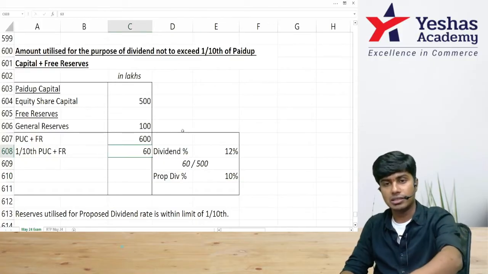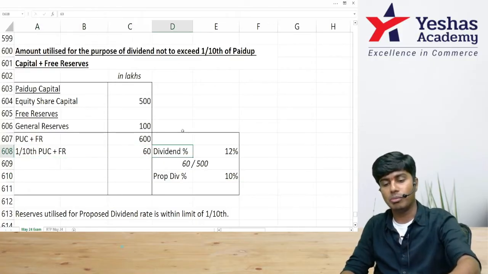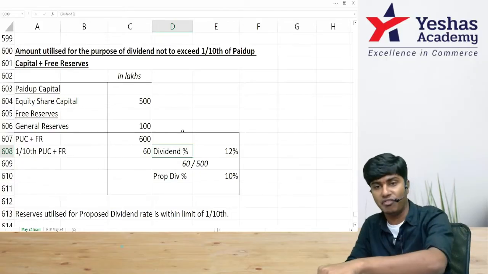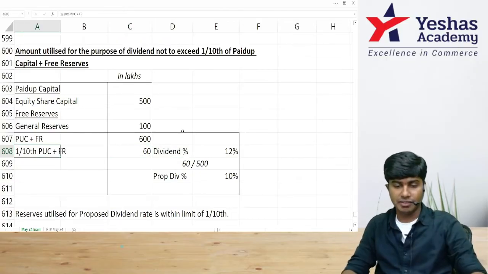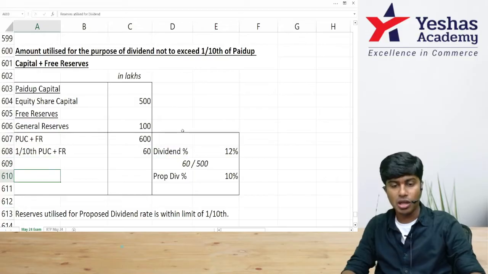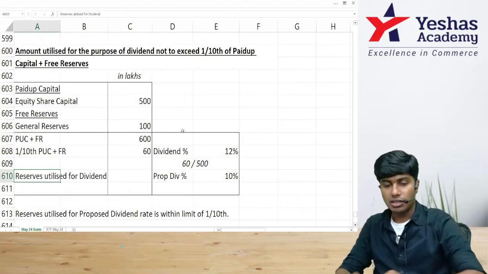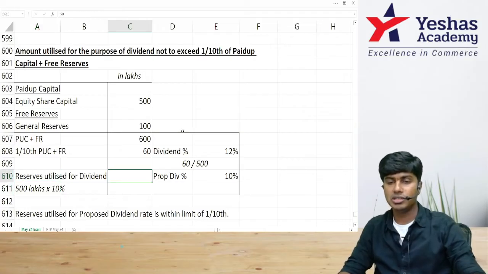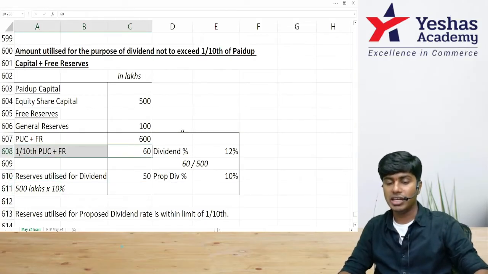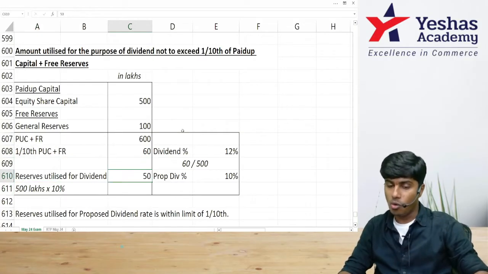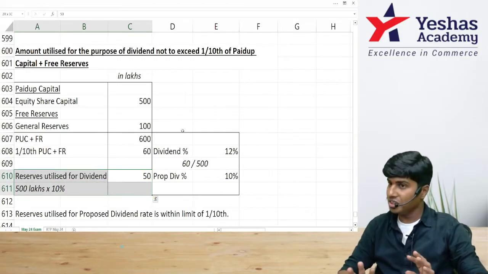Either you can do like this. That is using the 1/10 of the money into dividend percentage to check if it is less than 10. Alternatively, we can maximum use 60. How much money are we utilizing for dividend? 10%. 10% of 500 lakhs is how much? 50. Maximum how much money can I use? How much money am I using? Is it within the limit?